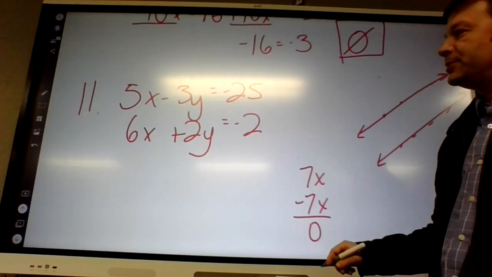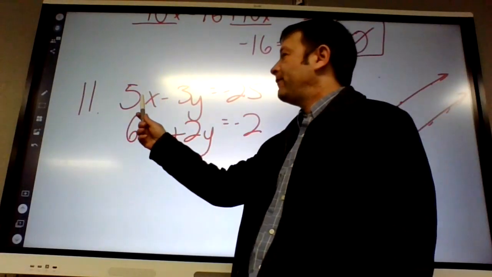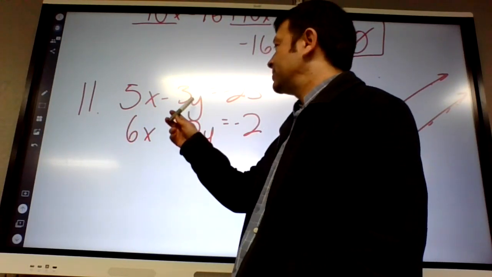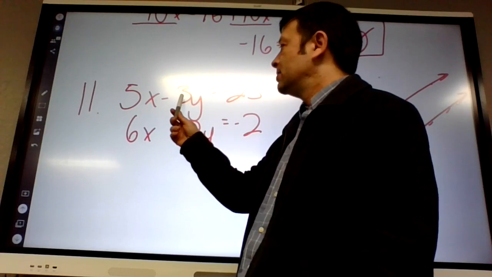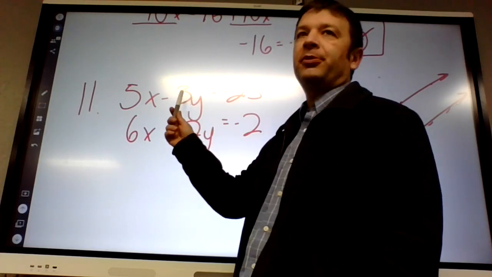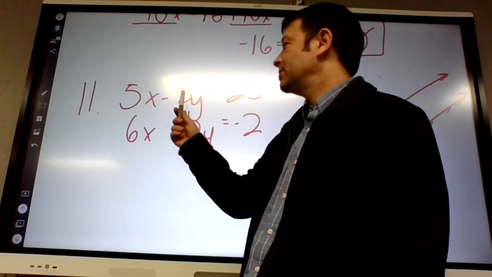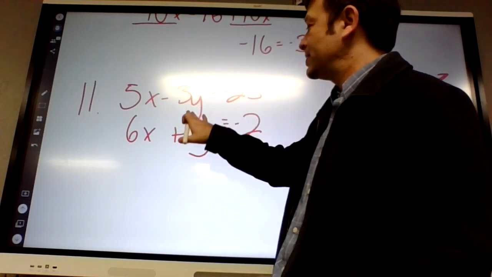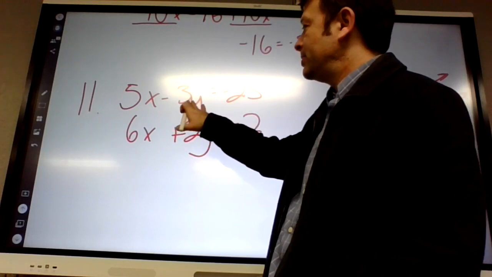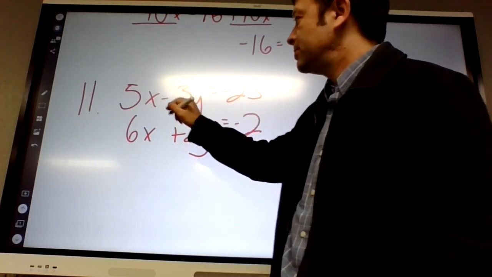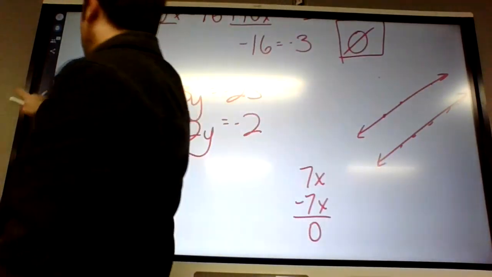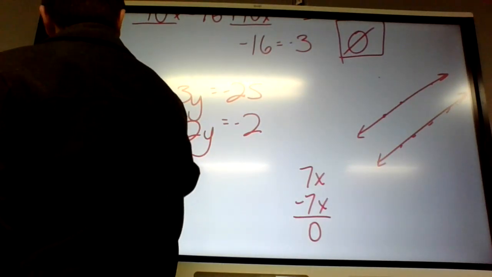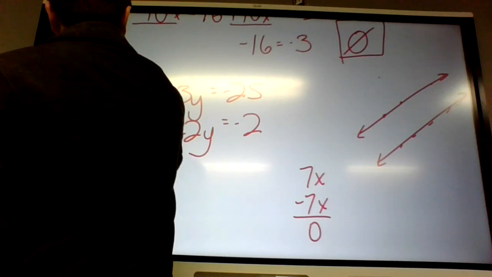So 11's kind of the tricky one because 5 doesn't multiply into 6, and 2 doesn't multiply into 3. But what do 2 and 3 both multiply into? 6. So if I want this to be a negative 6 and this a positive 6, what do I need to multiply this line by? 2. I'll do a contrasting color here. Yes, you flip them.